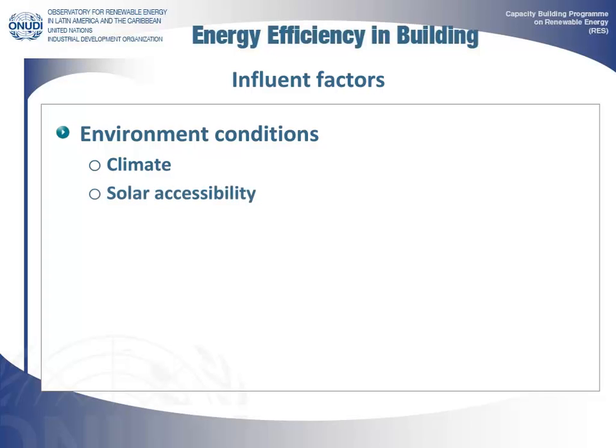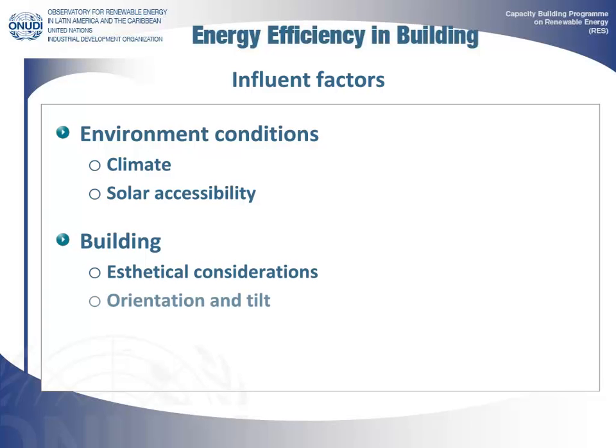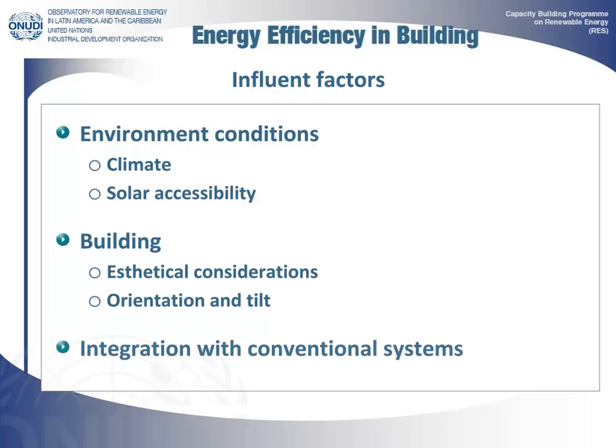There are different conditions and parameters that change from one building to another, and these have to be analyzed in each case. The most important ones are environmental conditions such as climate and solar accessibility, the building per se, and integration with conventional systems. Let us have a look at each of these influential factors.